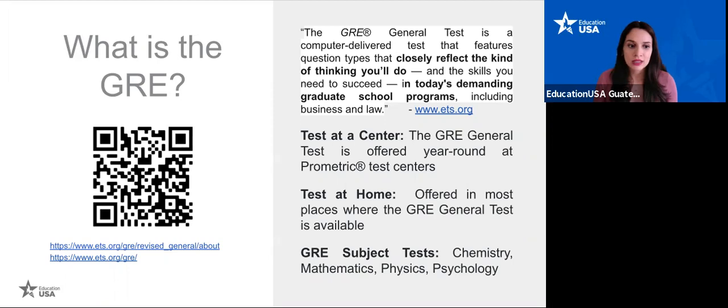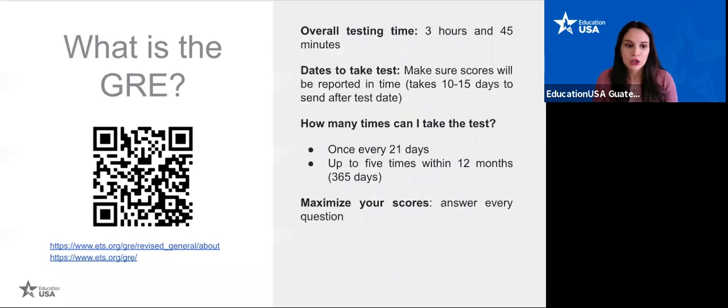All right. This is a general idea of the ways that you can take it, right? You can take it at home or you can take it in center. Some general details of the GRE. The test takes about 3 hours and 45 minutes. And the recommendation for when to take the test will depend on what your deadlines are. So keep in mind that the scores will be reported to the institutions that you're applying to between 10 to 15 days after taking the test. So you should plan accordingly depending on your deadlines.